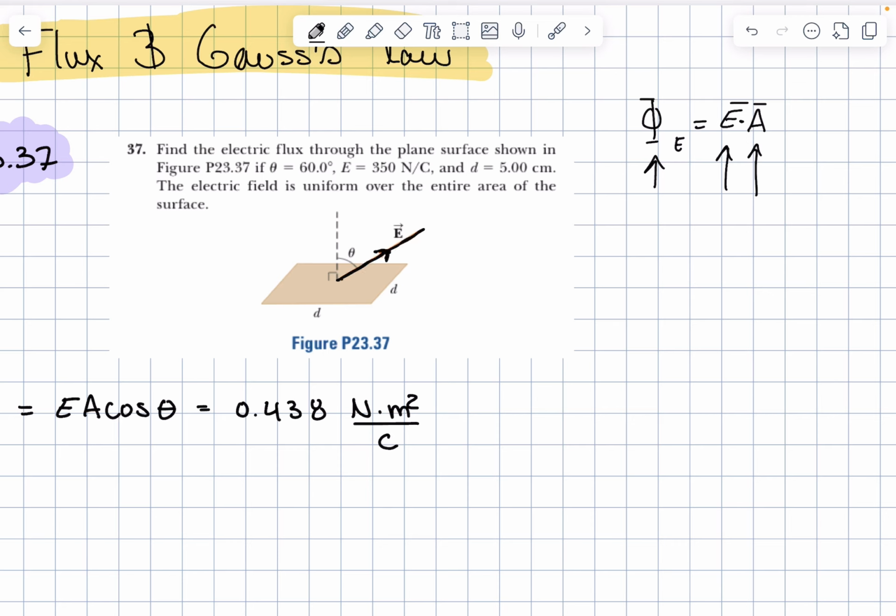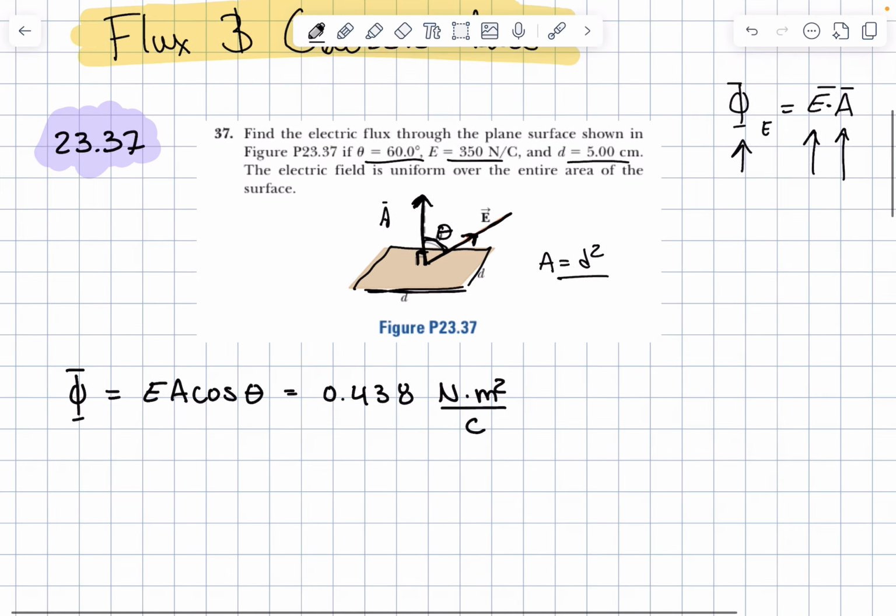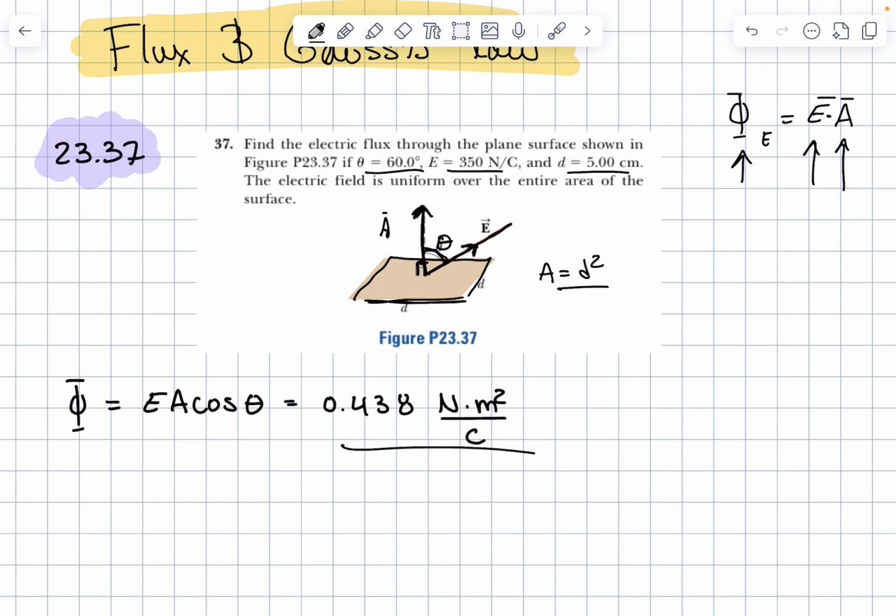And now A, it's our area, and it has a magnitude. So in this problem here, the area is equal to d squared, but it also has a direction. And the direction it points in is the one that is normal to the plane. So this is a flat surface, the normal points all the way up here, and its magnitude in this case is just d squared. Now the angle between A and E, this is theta. In a problem like this, you're given theta, you're given E, you're given really everything, so you just plug everything into this equation and you get a number.